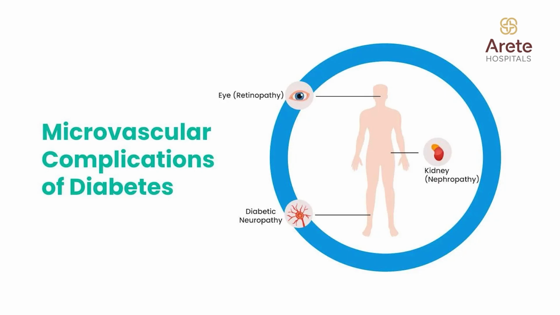The microvascular complications are retinopathy. That is, the retina is the innermost layer of the eye. It is very much sensitive to the high blood sugar and high blood pressure. So retinopathy is one of the chronic complications of diabetes.